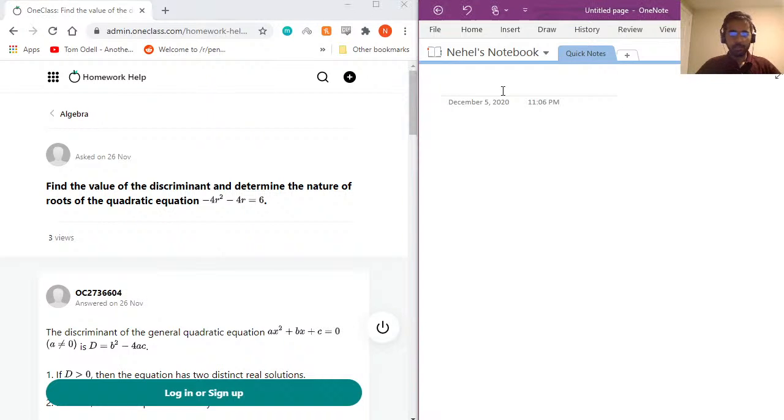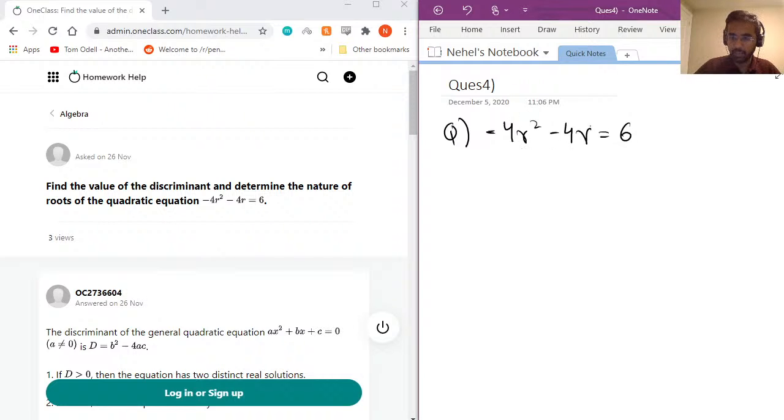Okay, so question number 4. Find the value of the discriminant and determine the nature of the roots of the quadratic equation. So we're given a quadratic equation, negative 4r squared minus 4r is equal to 6. First of all, don't get confused about why it is not in terms of x. The quadratic equation can be in any variable, x, y, z, whatever. In this case, the variable is r.